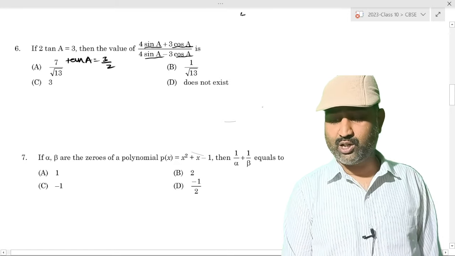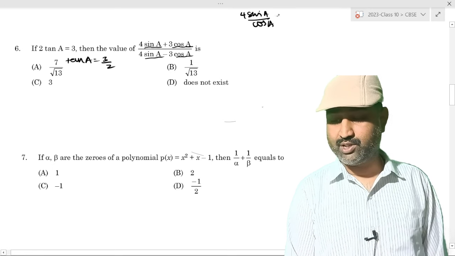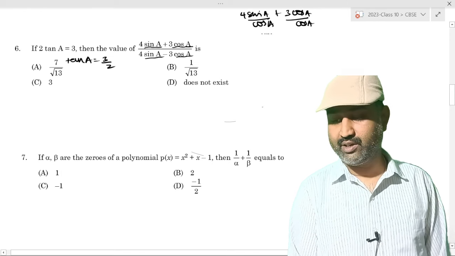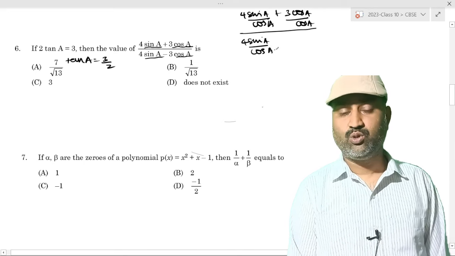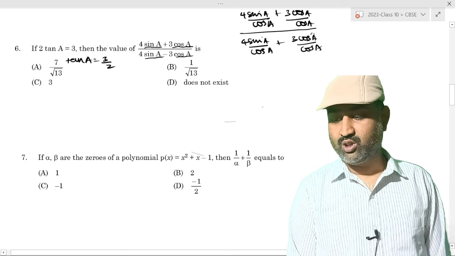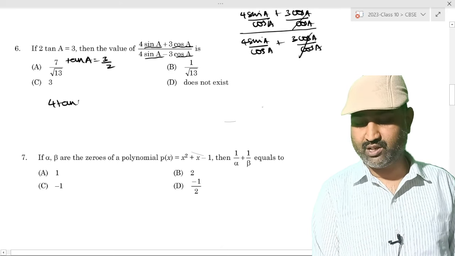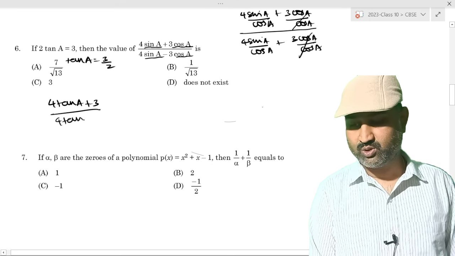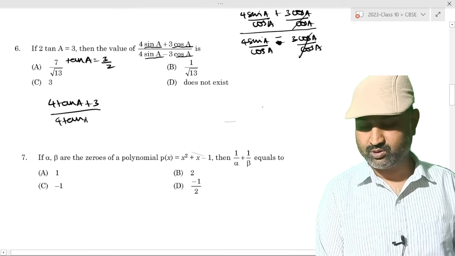Therefore, all terms in the entire equation I divide by cos A. 4 sin A by cos A plus 3 cos A by cos A, whole divided by 4 sin A by cos A minus 3 cos A by cos A. Now this is cancelled, this is cancelled. 4 sin A by cos A is 4 tan A, so 4 tan A plus 3 divided by 4 tan A minus 3.